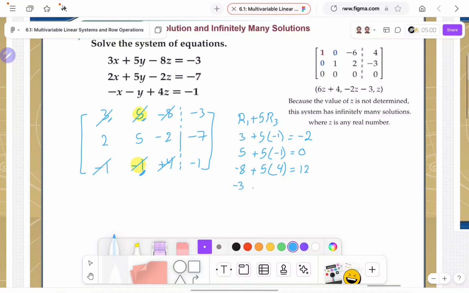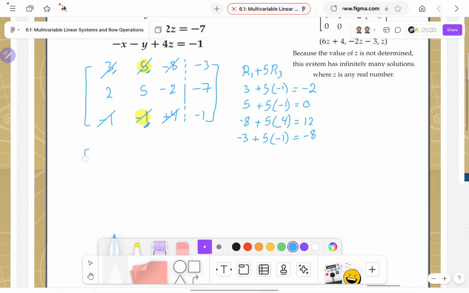Then the last one, negative 3 plus 5 times row 3, which is negative 1, is negative 3 plus negative 5, which is negative 8. Okay, now let's write the new matrix. I told you I need to make this value equal to 0, so I'm solving now for row 1. So let's keep row 2 the same thing: 5, negative 2, negative 7, negative 1, negative 1, 4, and negative 1.